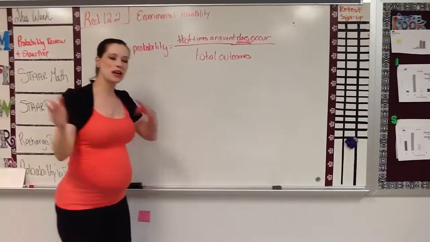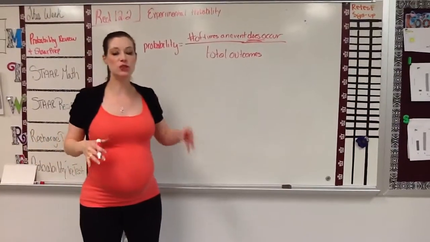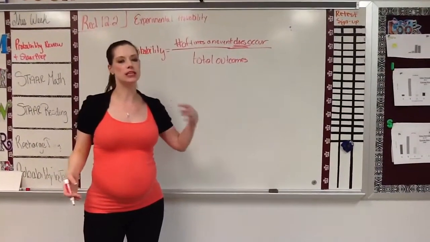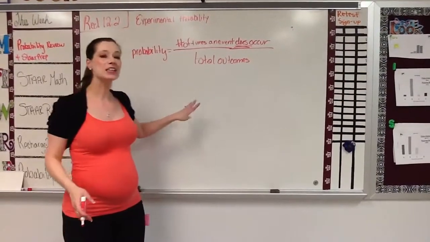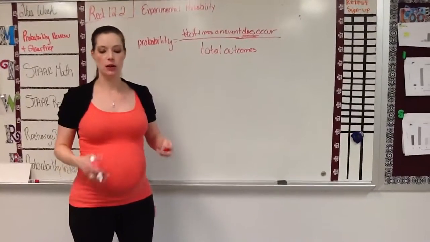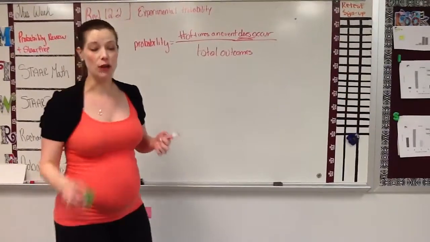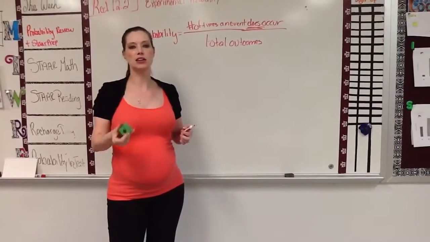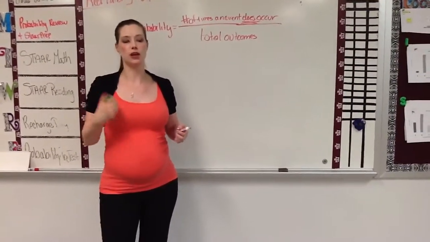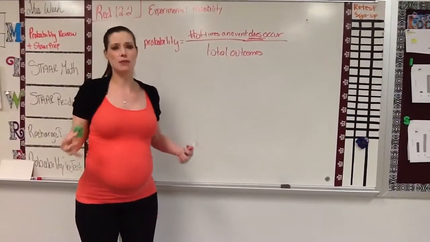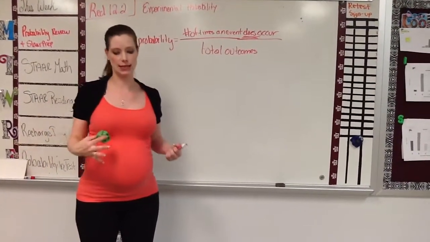The difference between experimental and theoretical is what you think should happen without actually flipping a coin or rolling the dice or spinning a spinner. Experimental probability is what actually happens when you do the experiment. If I were to take this die and roll it 6 times, I'm not guaranteeing that I'm going to get a 1, a 2, a 3, a 4, a 5, and a 6 each time. We're just not that lucky. It's a game of chance. Probability is all about chances.